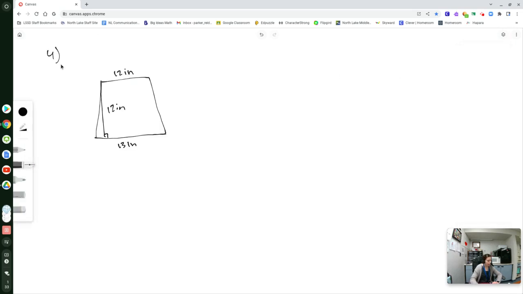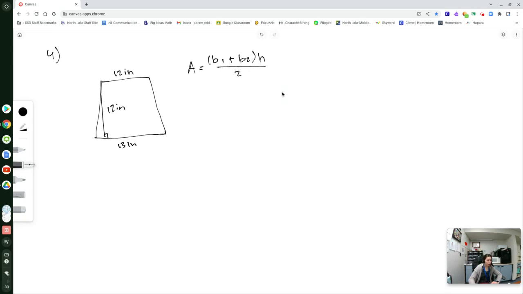Question 4 again asks us to find the area. So first we need to identify this shape. This shape is a trapezoid because it just has one set of parallel sides. The top and bottom are parallel, the left and right sides are not. So what's the formula for area of a trapezoid? The area of a trapezoid is base 1 plus base 2, because it has two bases, times the height divided by 2. So let's go ahead and identify our bases and our height.